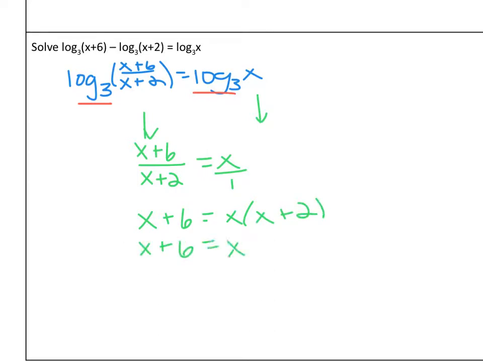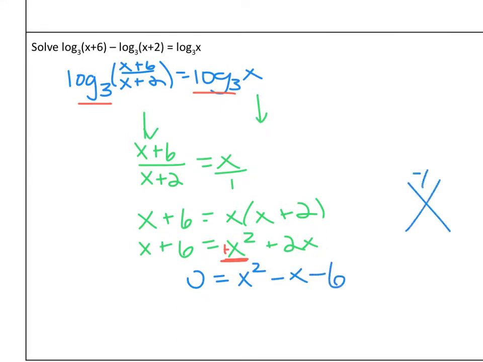Distribute your x: x squared plus 2x. I want my x squared term to be happy, and it is already positive, so I'm going to move everything to the right side in this problem. So x squared minus x minus 6. That factors. What multiplies to negative 6 and adds to negative 1? That would be negative 3 and 2. And when I solve those, I get x equals 3 or negative 2.